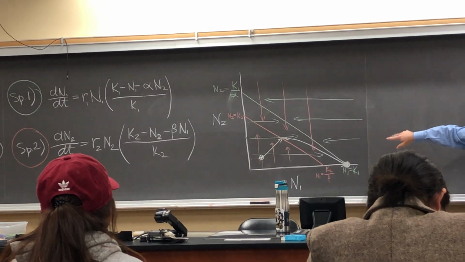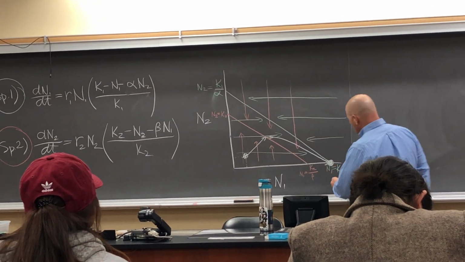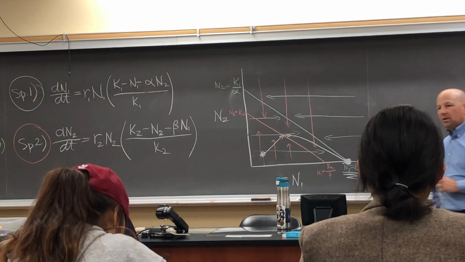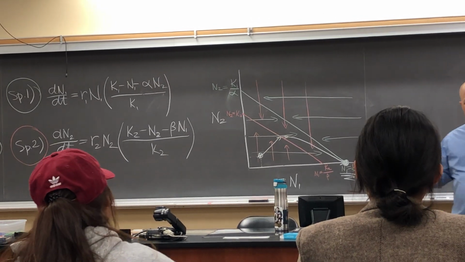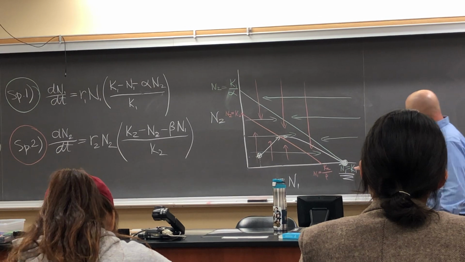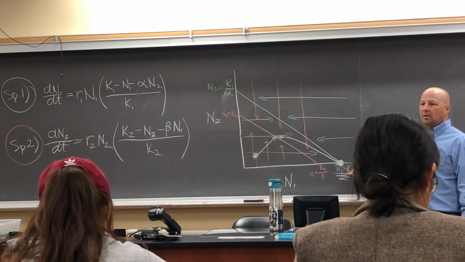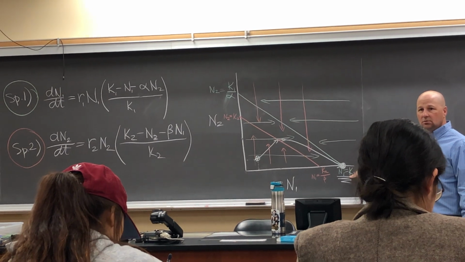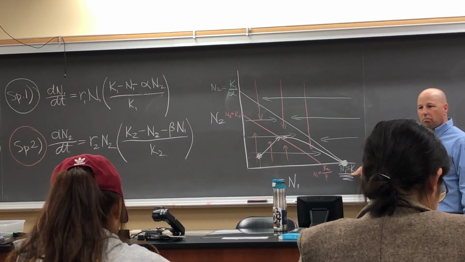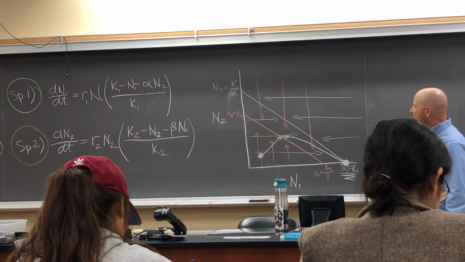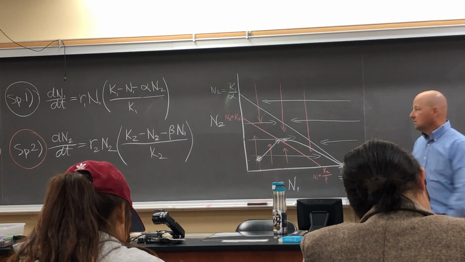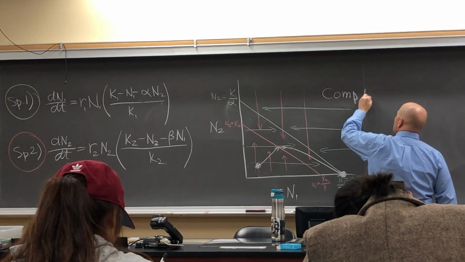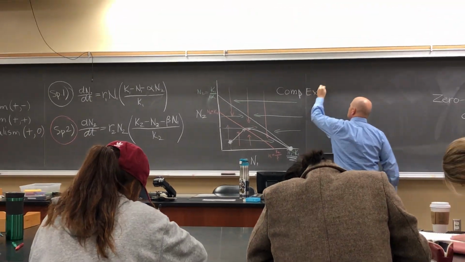So in this scenario, the end game, the equilibrium point when everything becomes stable, is that population 1 hits its carrying capacity. And what happens to population 2? They're gone. So this is what we call competitive exclusion.